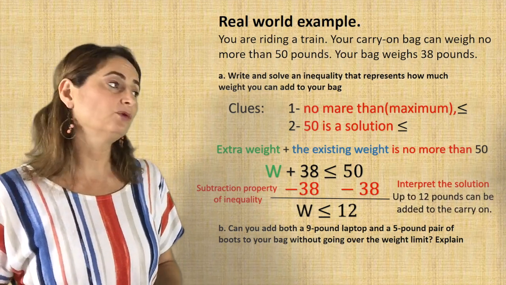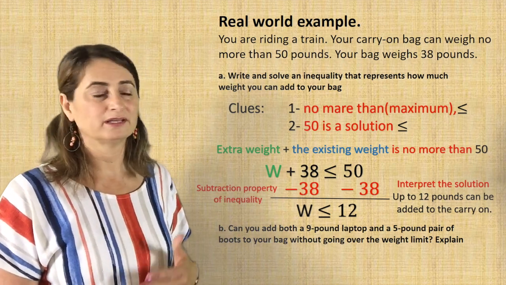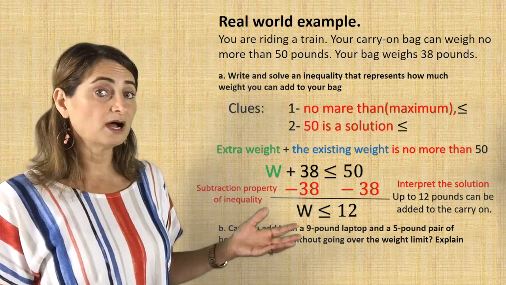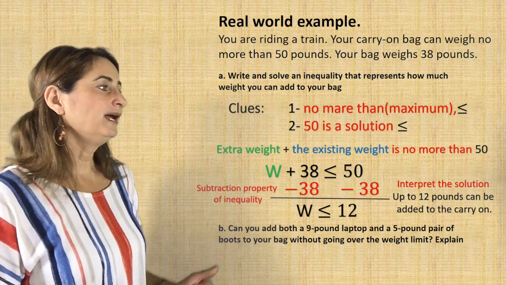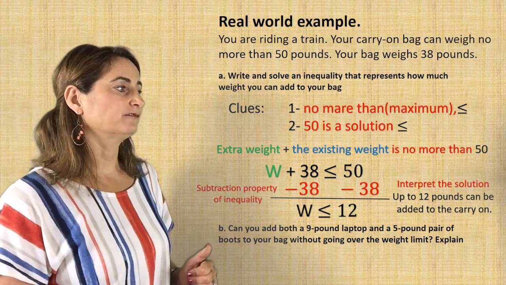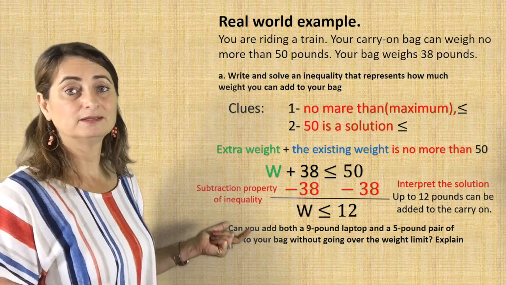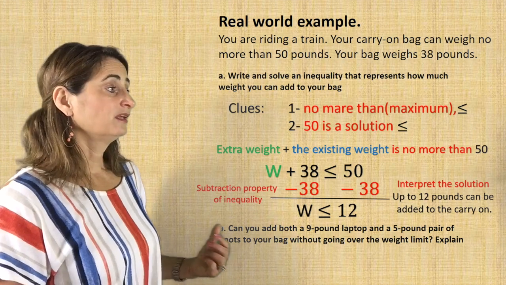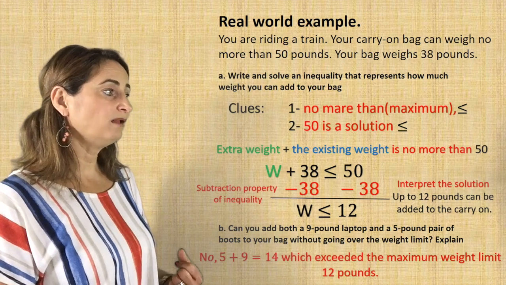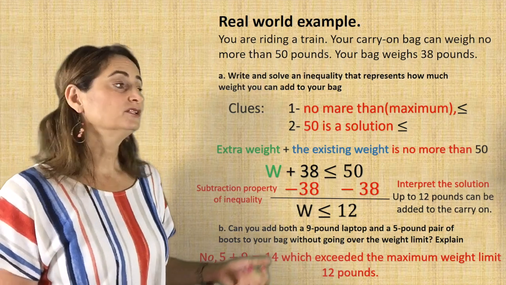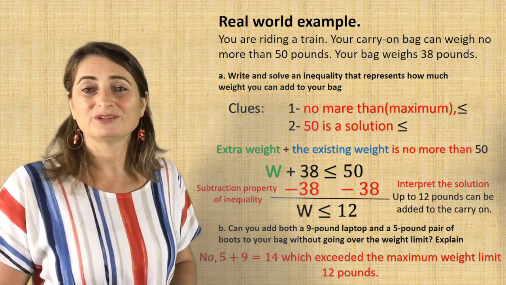Now interpret the solution. That means explain what that 12 means. Up to 12 pounds can be added to the carry-on. So I can add 0 pounds up to 12 pounds, but no more than that. Now for B, can you add both a 9-pound laptop and a 5-pound pair of boots to your bag without going over the weight limit? Explain. No, because 5 plus 9 is 14, which exceeds the limit of 12 pounds that can be added to get to 50 pounds. If you add 14, you go over the limit by 2 pounds.